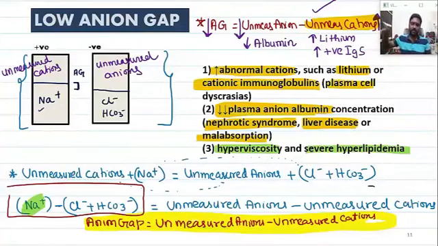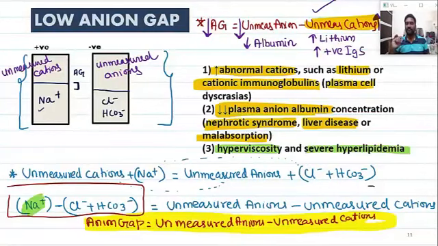If normal sodium in that person's body is somewhere around 140, because of this hyperviscosity and increased lipids in that blood, the sensor cannot detect sodium properly. It might only detect 130 or 120. So once the sodium value is falsely reduced, what will happen? Ultimately, anion gap will decrease. So there are three important reasons: either increased unmeasured cations, decreased unmeasured anions, or hyperviscosity or severe hyperlipidemia.